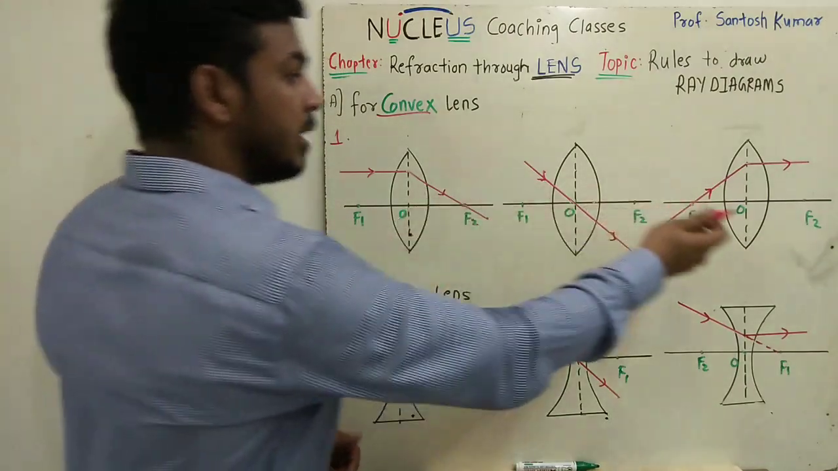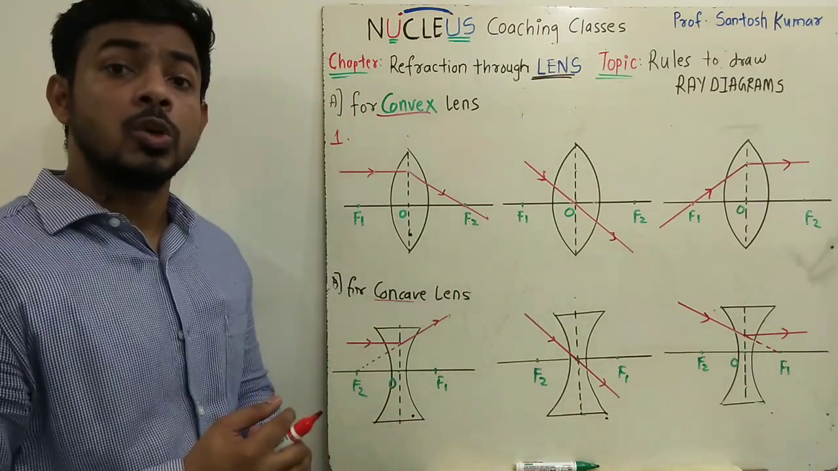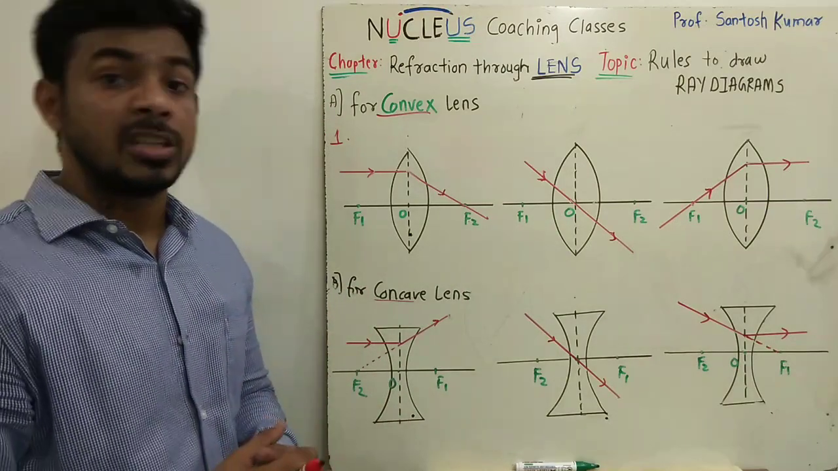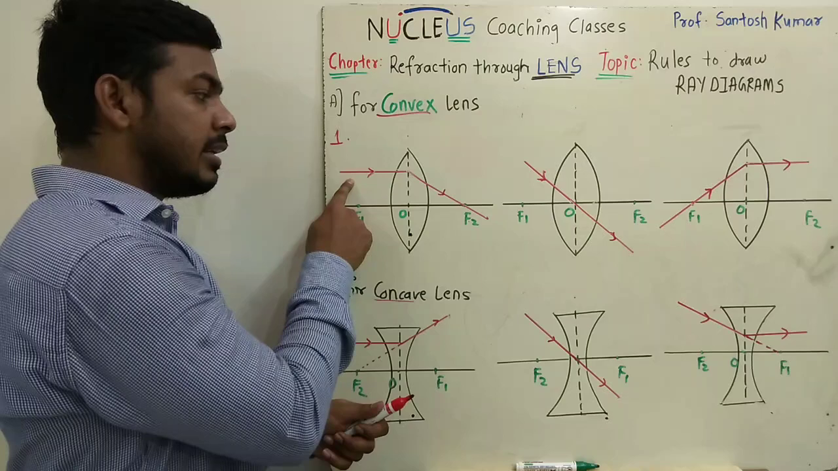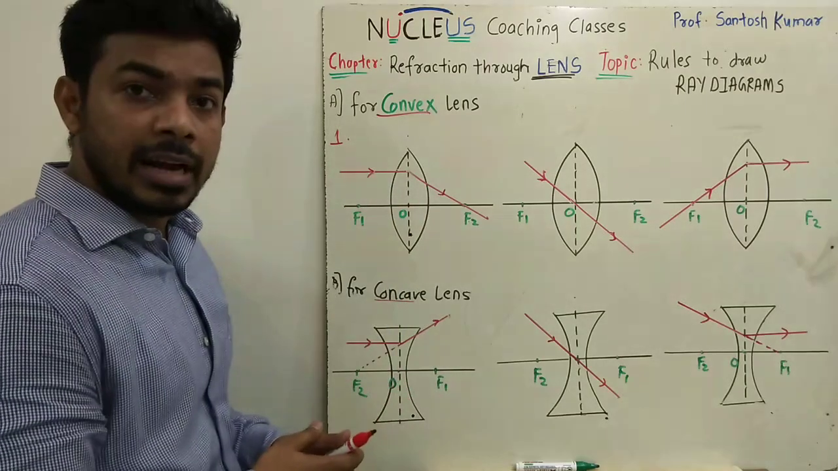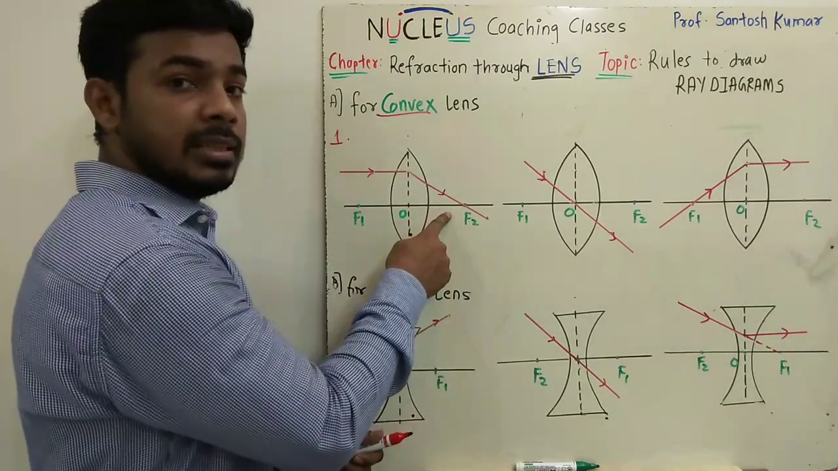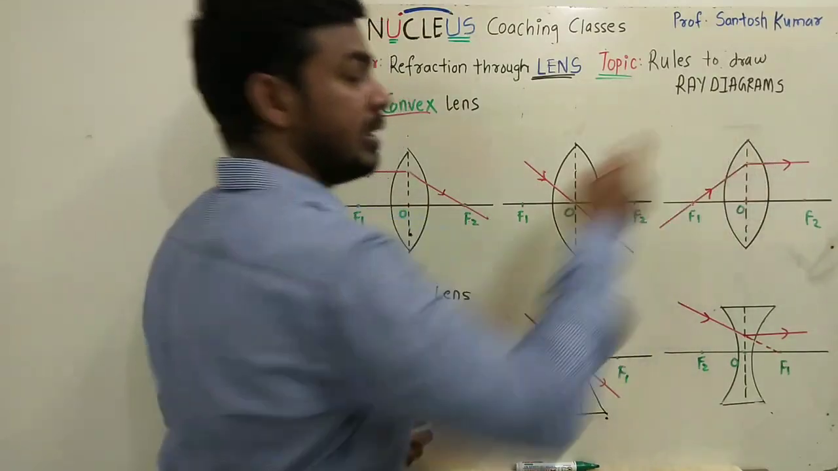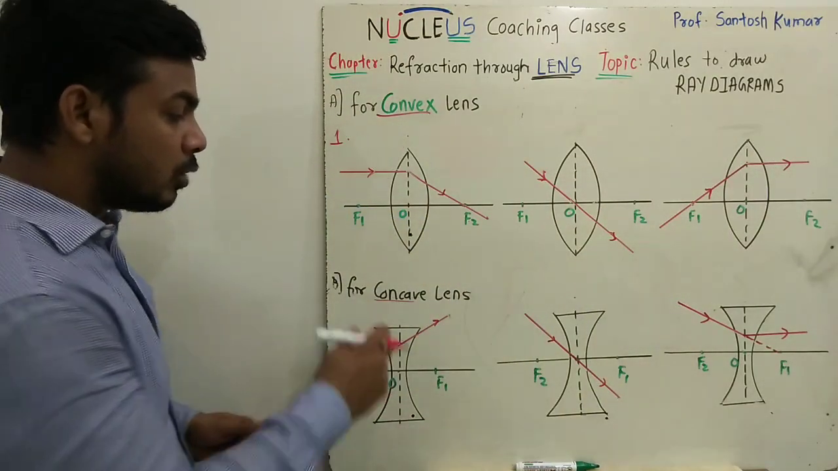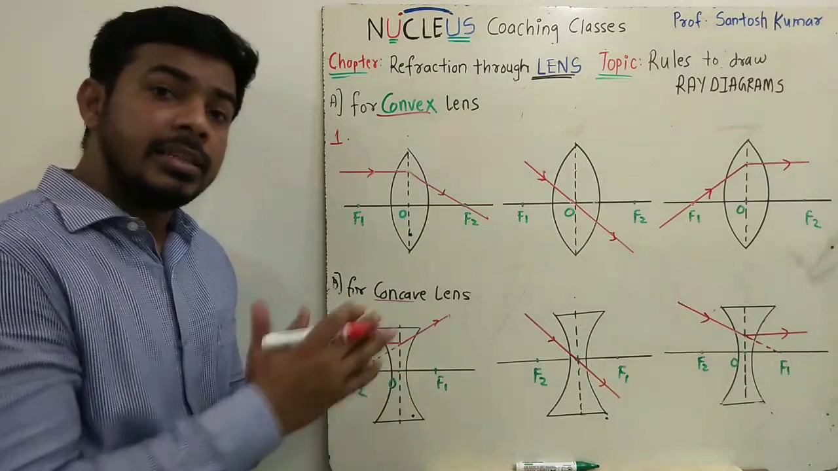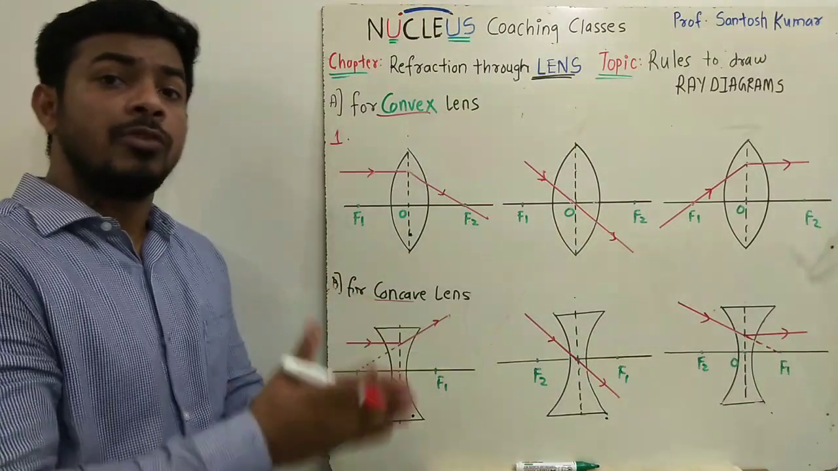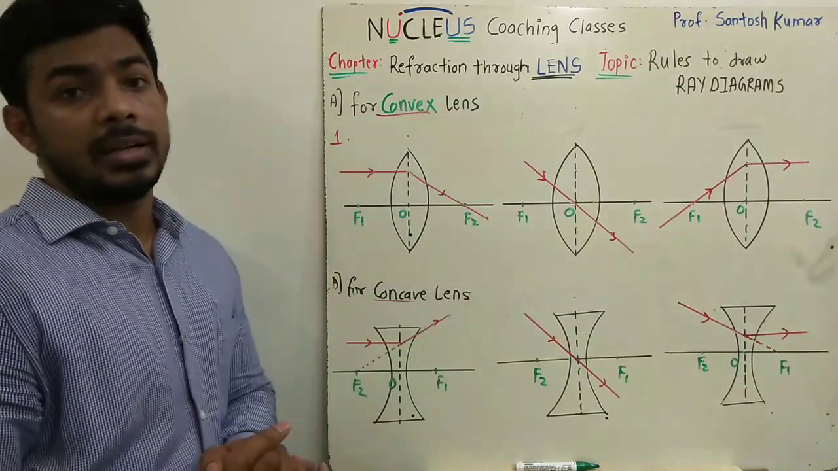Remember, the first and the third rules are the consequence of the principle of reversibility of light, that if this is the incident ray, then this is the refracted ray, and if this becomes the incident ray, then this is the refracted ray. You can see. Now if I tell you the rules for the concave lens, again these rules are nothing but the definitions of f1, f2 and optical center.